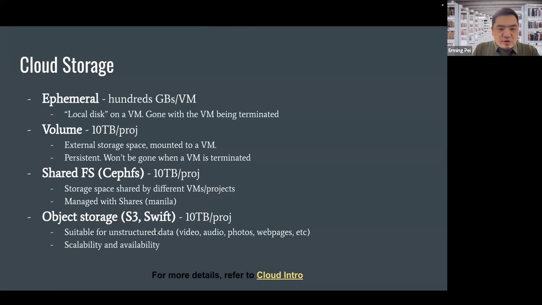Object storage is basically for many kinds of unstructured data like video, audio, photos, web pages, emails, sensor data, all kinds of different formats of data. It's conveniently used to store those kinds of data.